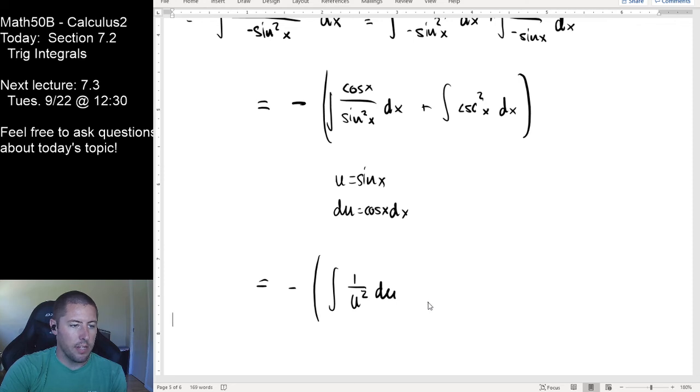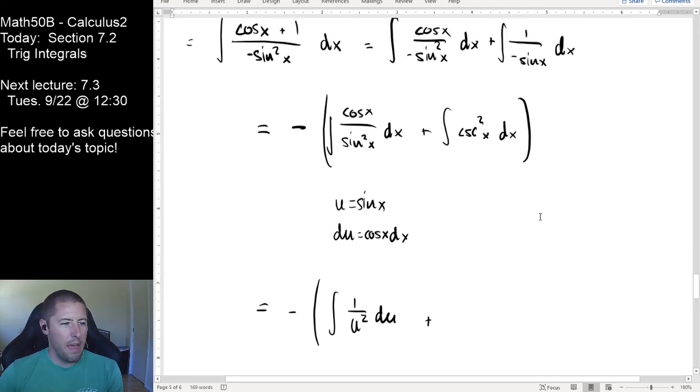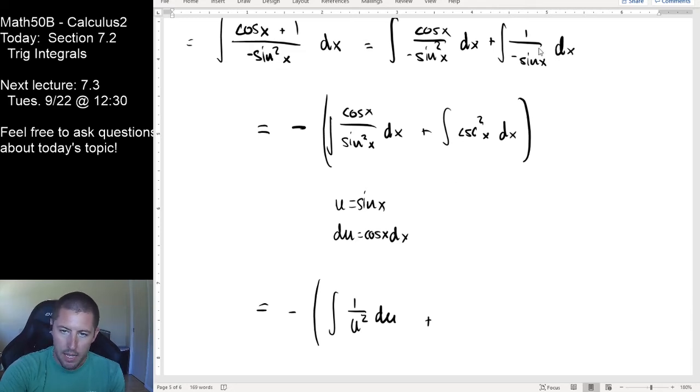So let's go ahead and see what our second part looks like. For the second one, we need to undo this one. I guess I wrote that as cosecant squared. Oh, I see what I did. This is my mistake. That was a squared right there. We got that same denominator right there. So that is a cosecant squared right there.